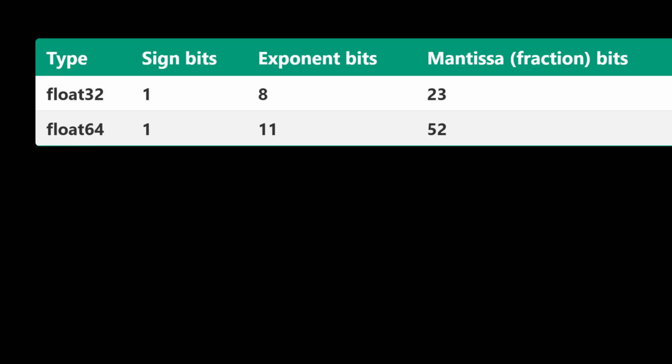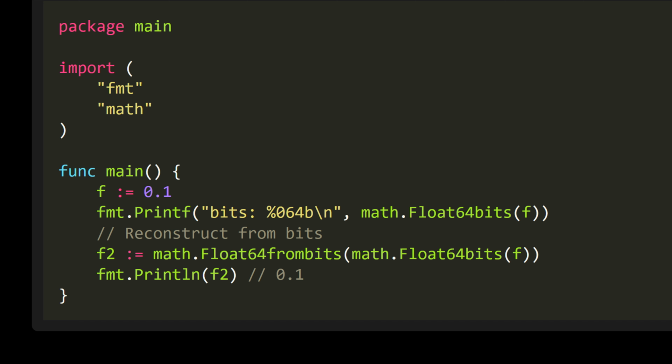A float64 is stored using 64 bits. It has 1 bit for the sign, 11 bits for the exponent, and 52 bits for the mantissa. You can use functions from the math package like Float64bits and Float64frombits to see the binary form of a float64 value and convert it back to a number.